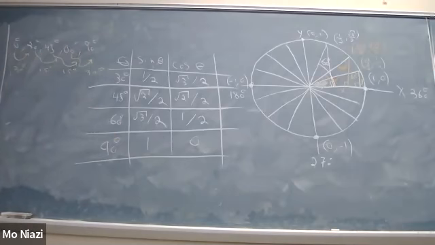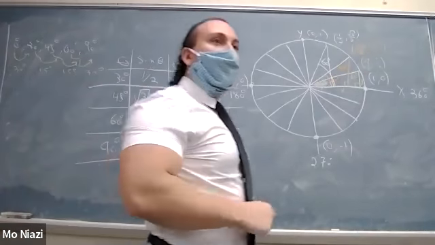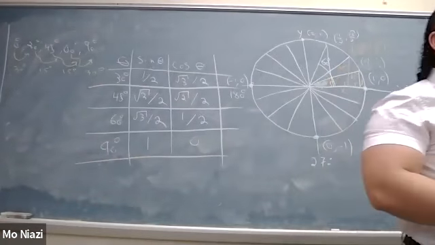So 30, 15, 15, 30. Remember that. 30, 15, 15, 30. That's the only thing you really have to memorize. Can you memorize that? Okay, it's pretty easy.